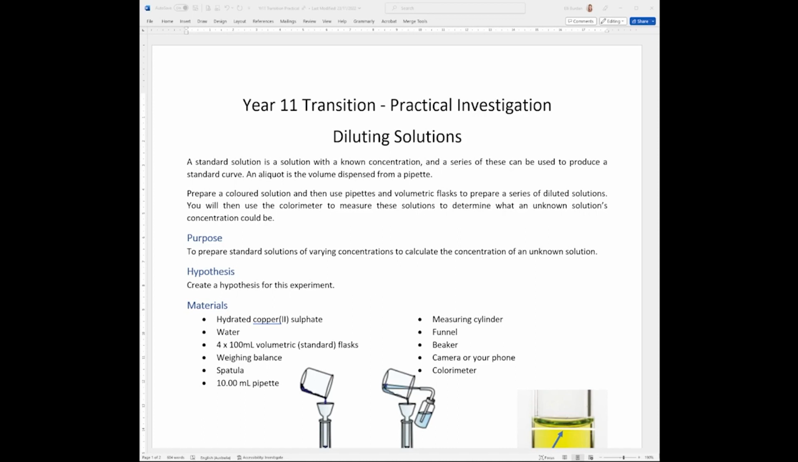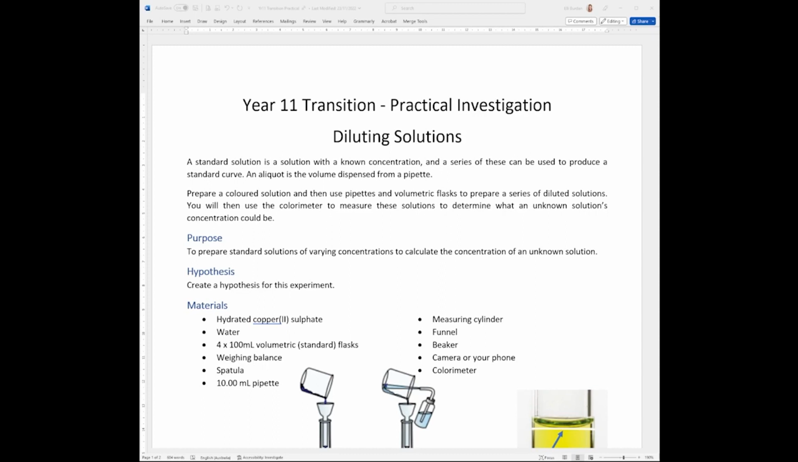Now, the whole idea with this experiment is to produce our standard curve. And what are we trying to figure out? We have an unknown solution there that we don't know the concentration of. So in order to do this, we are producing our standard curve. So this will lead you a little bit into what the hypothesis is, I'm hoping.